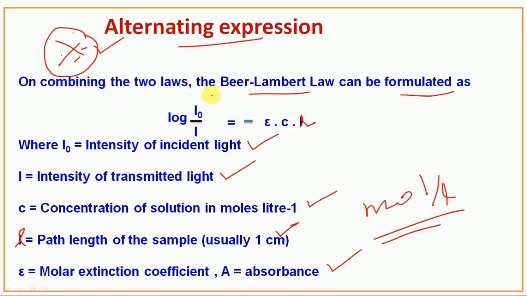On combining the two laws, the Beer-Lambert law can be formulated as log I naught by I is equal to minus epsilon C L. Where I naught is the intensity of incident light, I is the intensity of transmitted light, C is the concentration of solution in moles per liter, L is the path length of the sample, usually 1 centimeter, and epsilon is the molar extinction coefficient, A is the absorbance.